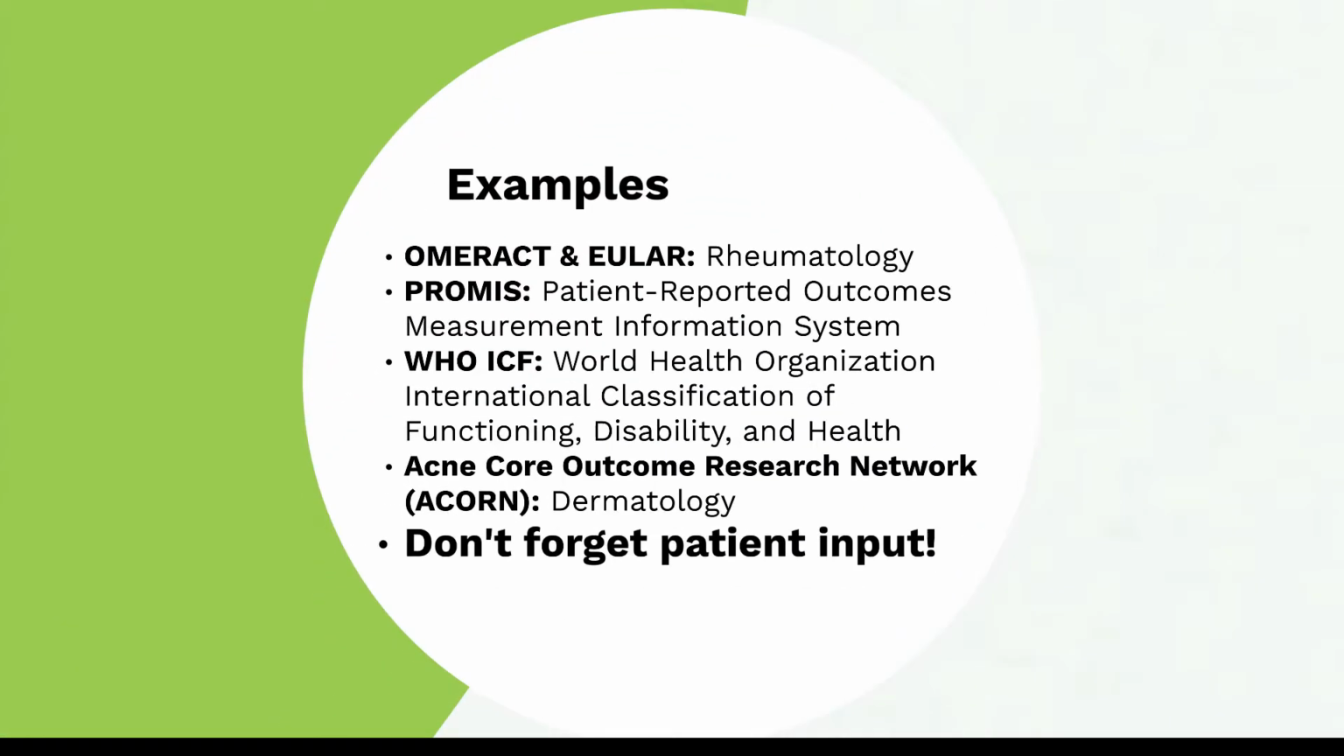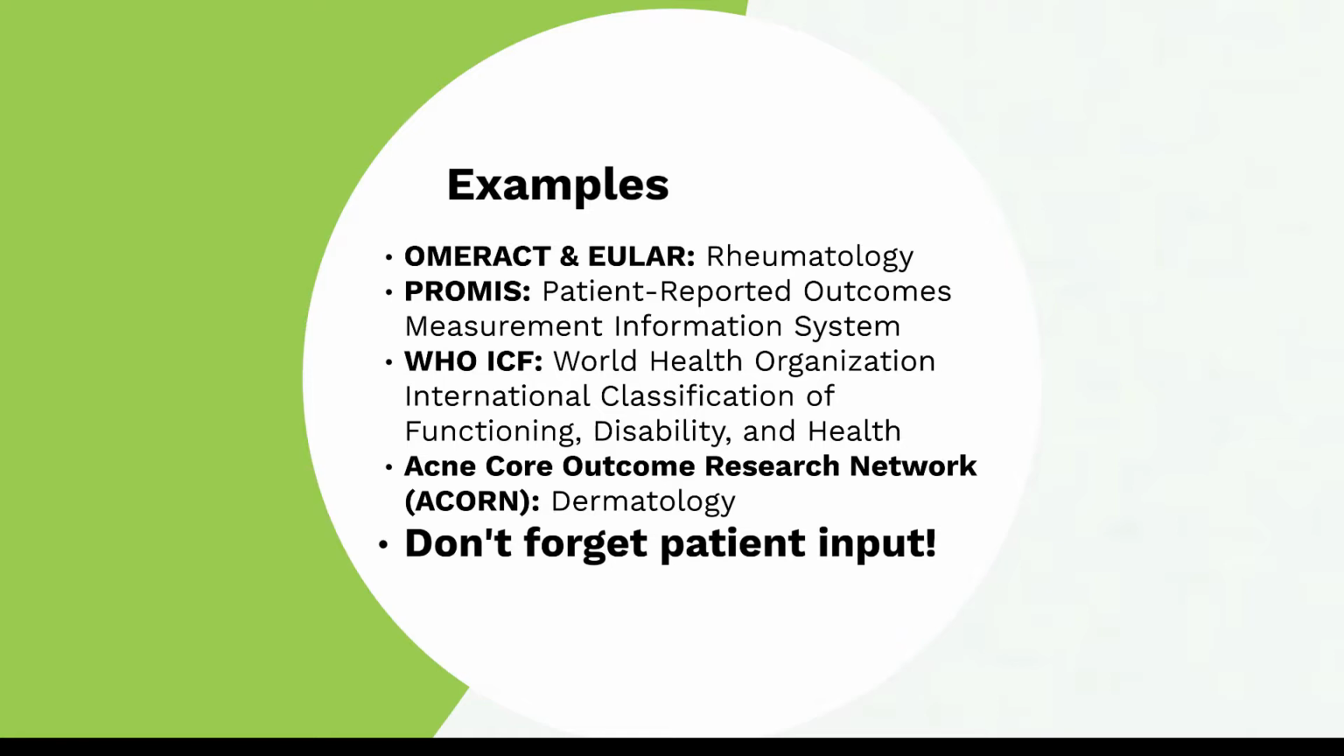There are a number of examples of core outcome sets. If you're working in rheumatology, there's OMERACT and EULAR. They're quite similar. One is European. So if you're running a study in rheumatoid arthritis, oftentimes you'll collect all or part of the OMERACT and EULAR components. That allows the study results to be compared to prior and future trials.